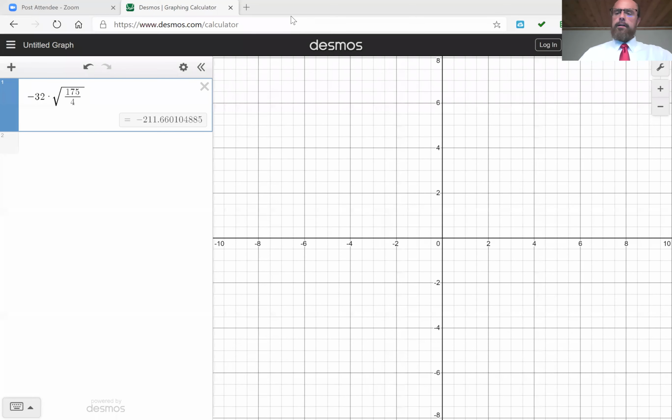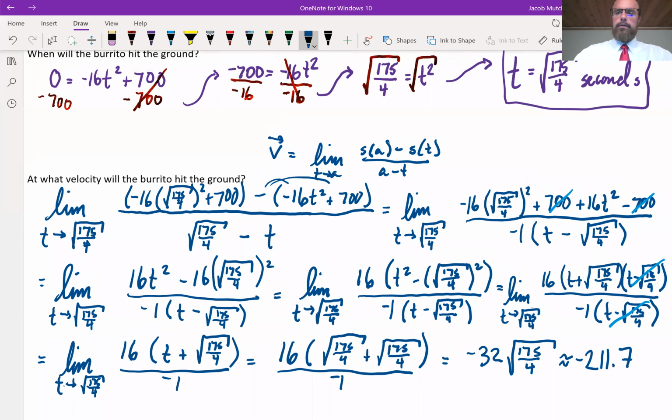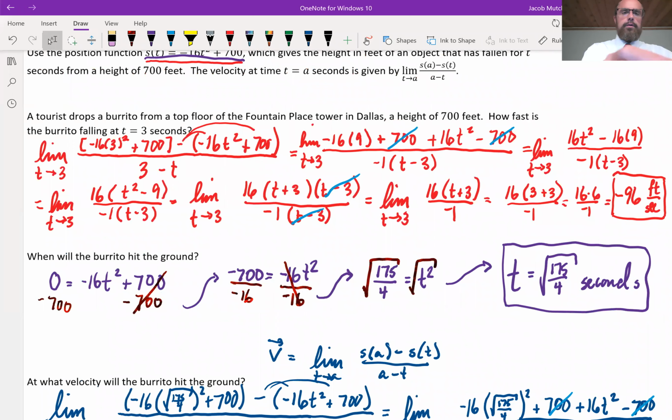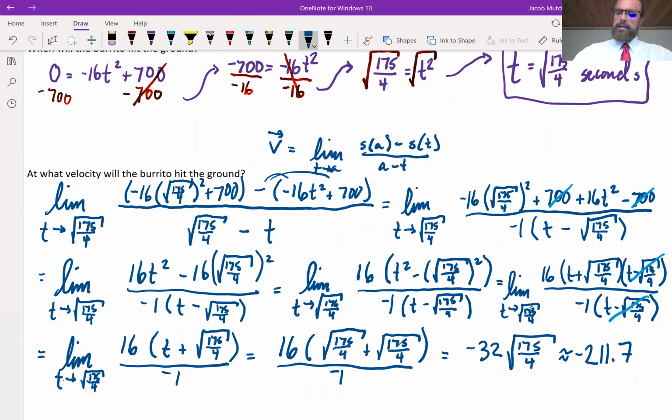Let's head back and finalize that answer. So roughly negative 211.7. And let's just confirm our units. So I see that it's in feet. So that's going to be feet per second.